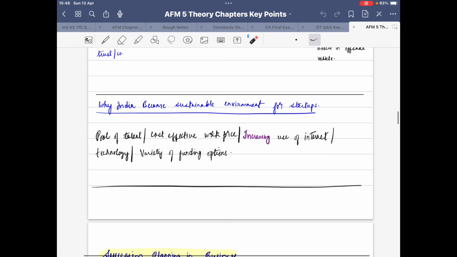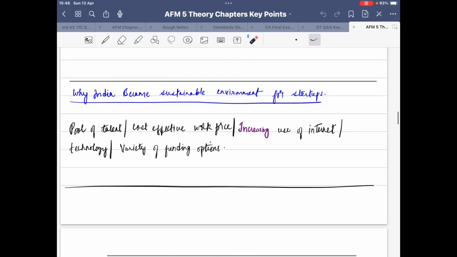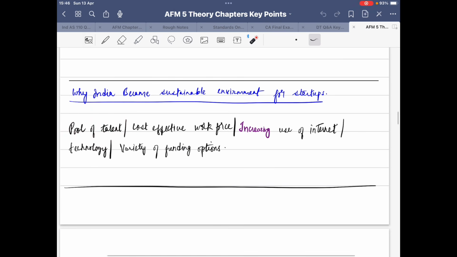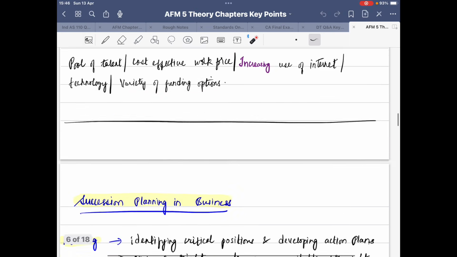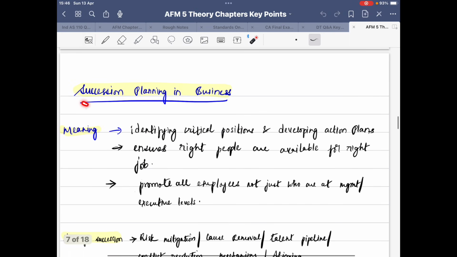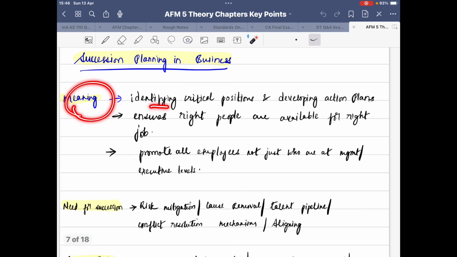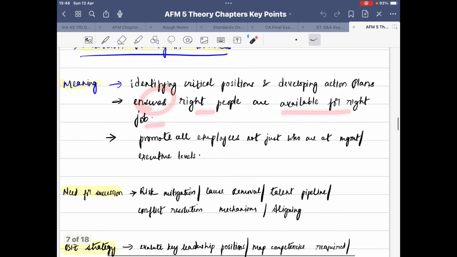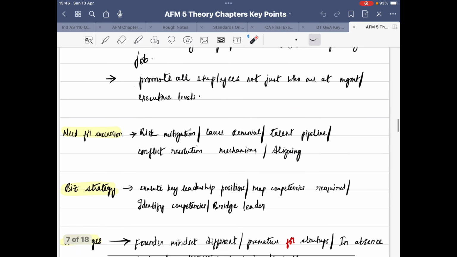Why India became sustainable environment for startups: pool of talent, cost effective workforce, increasing use of internet, technology, variety of funding options. Succession planning in India, meaning identifying critical positions and developing action plans, ensures right people are available for right job, promote all employees not just who are at management or executive levels.